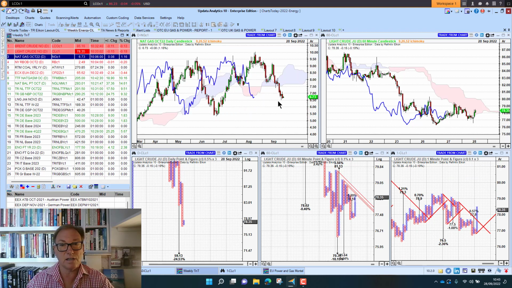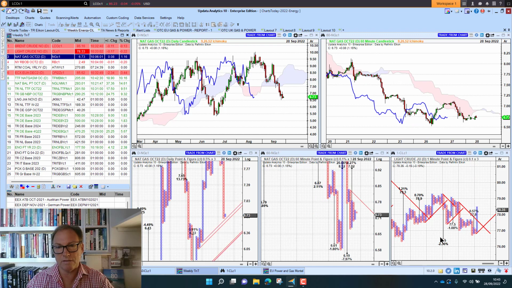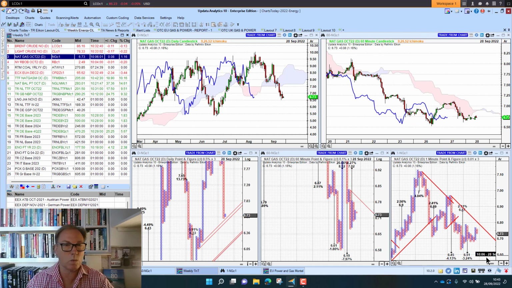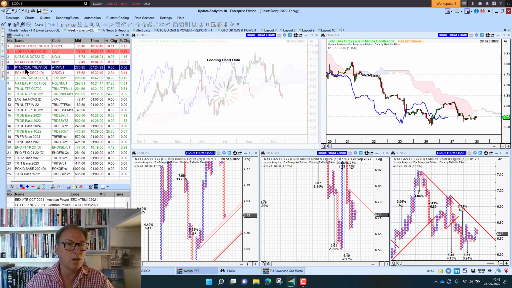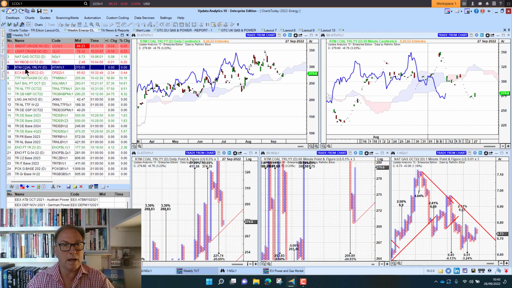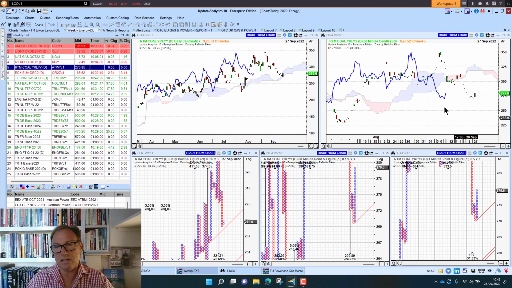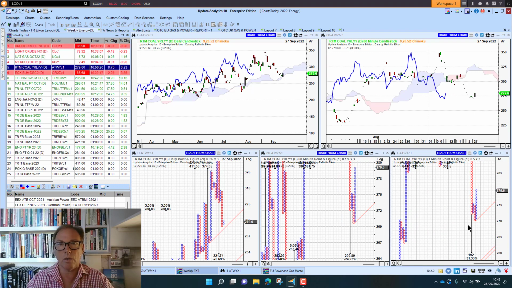US nat gas is actually up 1%, but we do have downside targets here hanging over us as well. So it'll be interesting to see how that trades when we get into the US hours. Looking at coal, we are sitting at 270, back into short-term bearish territory, and we've activated downside targets to around 200. So it looks like coal is going to come off.